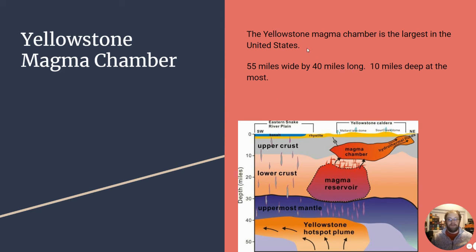One of these supervolcanoes is the Yellowstone magma chamber. It's the largest one in the United States, and it's 55 miles wide and 40 miles long and 10 miles deep. It is ginormous. And if it were to actually erupt, it could blot out the sun in the United States for years. That's how much ash and soot would be launched into the air. It would change life on Earth as we knew it for a very large portion of the population.